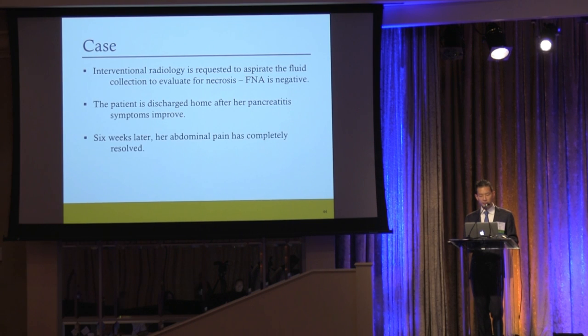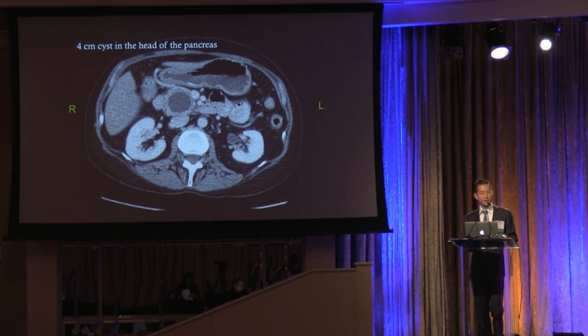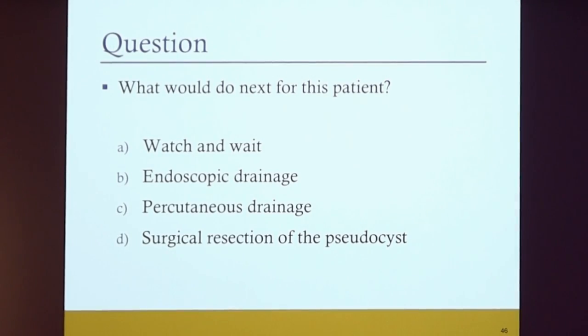The patient's discharged home after pancreatitis symptoms improve. But 6 weeks later, her abdominal pain is completely gone. For some reason, they get a CT scan on her anyway, and they find that she's got this 4-centimeter cyst in the head of the pancreas. So what would you do next for this patient? A, watch and wait. B, endoscopic drainage. C, percutaneous drainage. Or D, surgical resection of the pseudocyst.